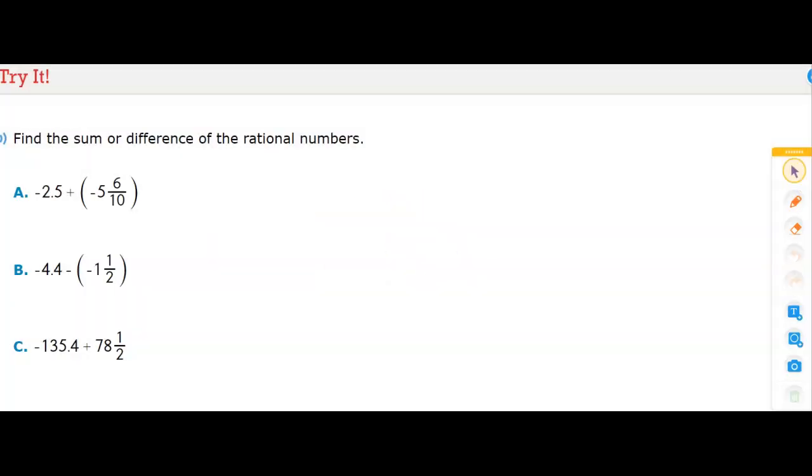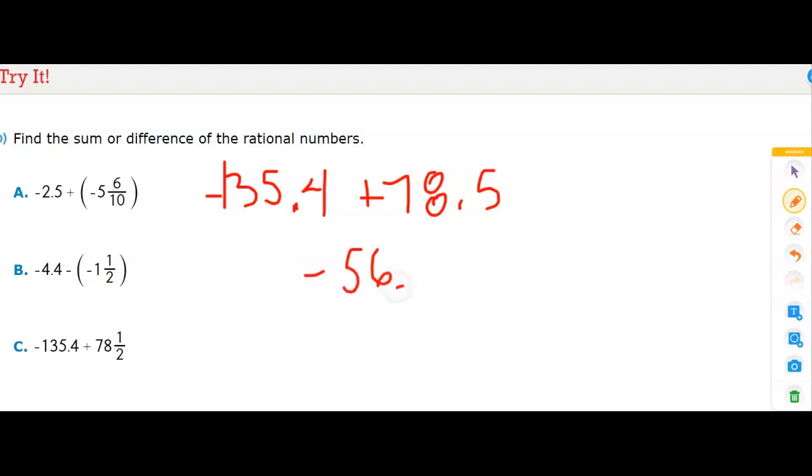That is negative 135 4/10 plus 78 1/2. We're going to make 78 1/2 a decimal, and there it is, and it's positive, and we have negative 135 4/10. We're going to put that in our calculator. That's negative 135 4/10 plus 78 5/10, and you see now that the negative number is bigger than my positive, so my answer is also negative, so it's negative 56 9/10. And as a mixed number, it would be negative 56 9/10.